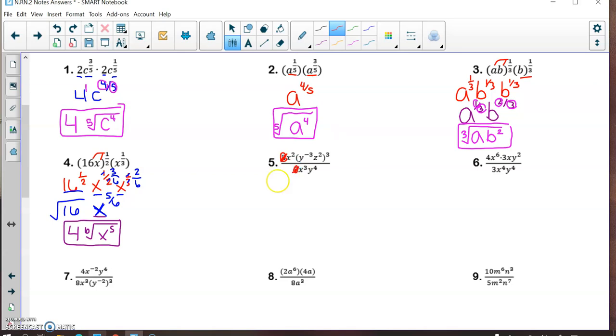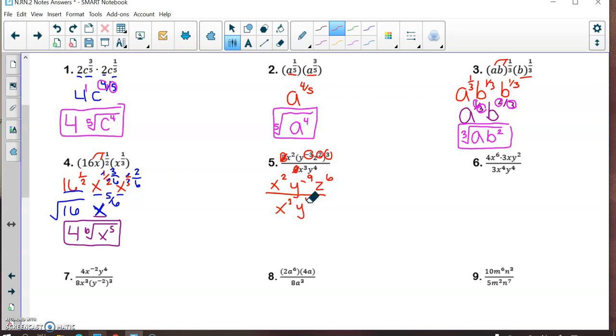So now my numerator, I have an x squared, and then a y to the negative third to the third. I'm going to multiply those two exponents, so I get a negative 9th power, and a z to the squared to the third. I multiply those exponents to get a 6th power. And so then, in my denominator, I just have that x cubed y to the 4th power.